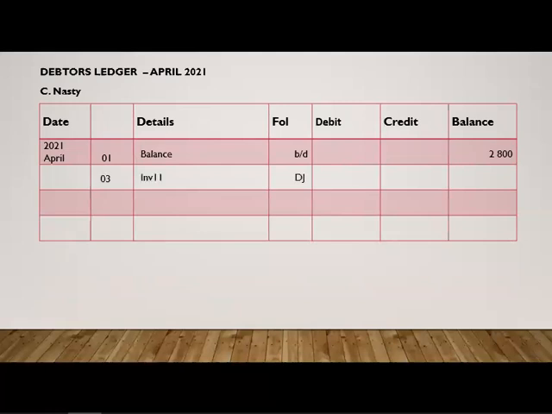When we add 1,500 to 2,800, please note the 1,500 will be on the debit side. Whenever the debtor buys from us on credit, their account will increase on the debit side. And the total amount that C Nesty is now owing us will be 4,300. Okay, let's go to the question.